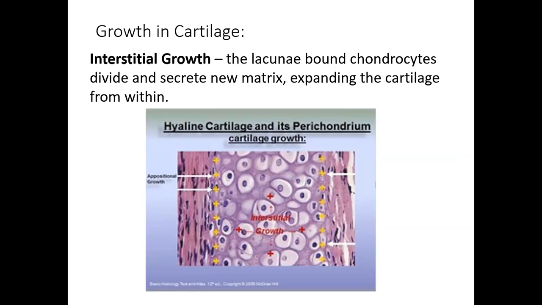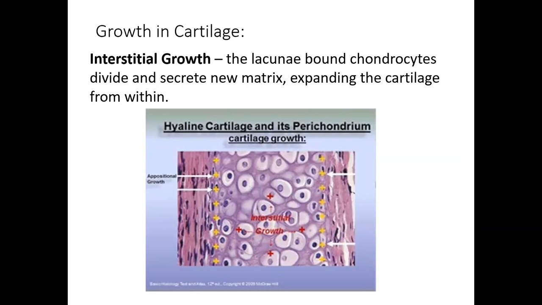Interstitial growth is located in the lacunae bound chondrocytes, which divide and secrete new matrix. It expands the cartilage from within. Interstitial growth is in hyaline cartilage at the epiphyseal plate. It increases the length of bone. Interstitial growth only occurs as long as the hyaline is present. It cannot occur after the epiphyseal plate closes.